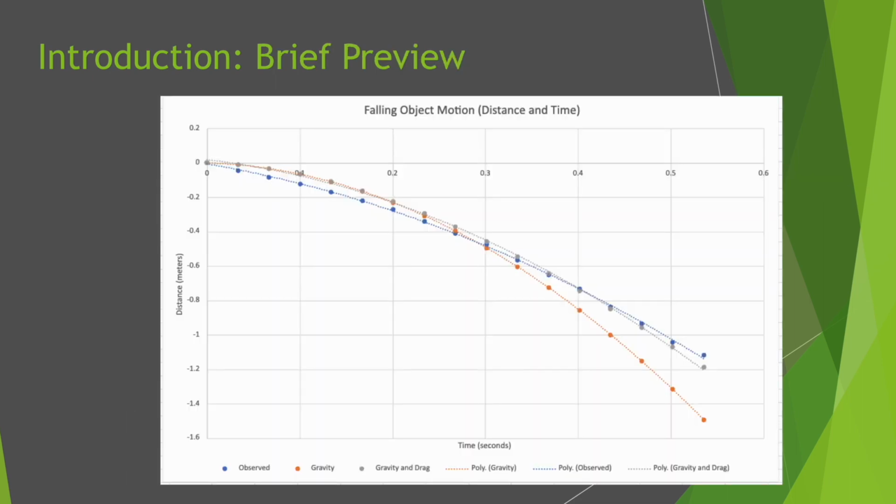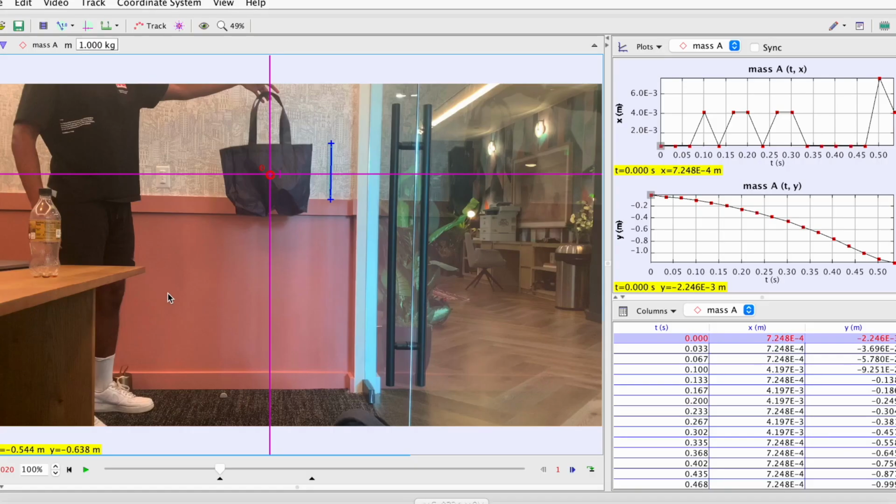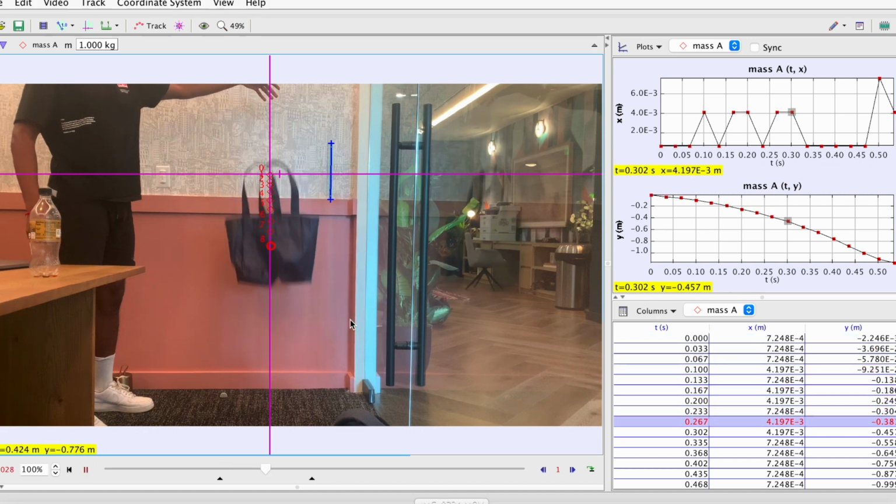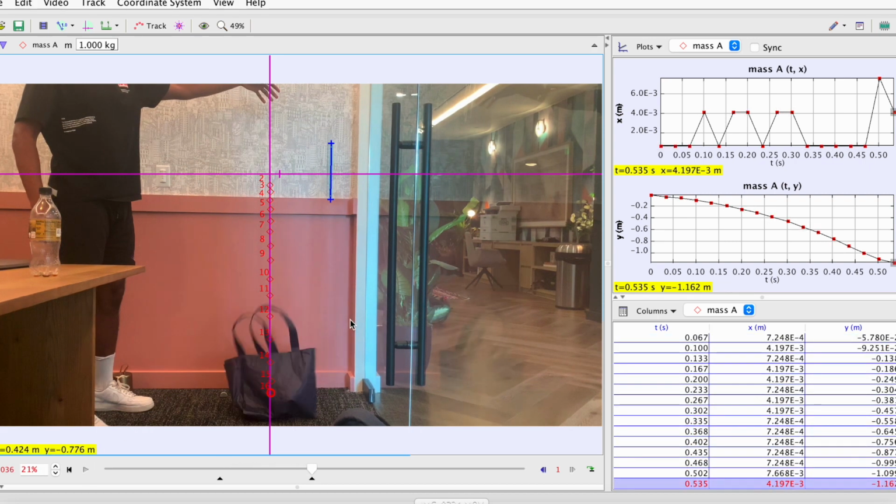And so here's a brief preview. It goes over the data and how the data might move as our bag falls to the ground. And so we're checking the y displacement as we drop it. So this indicates the mass and as it drops for the course of 0.535 seconds.